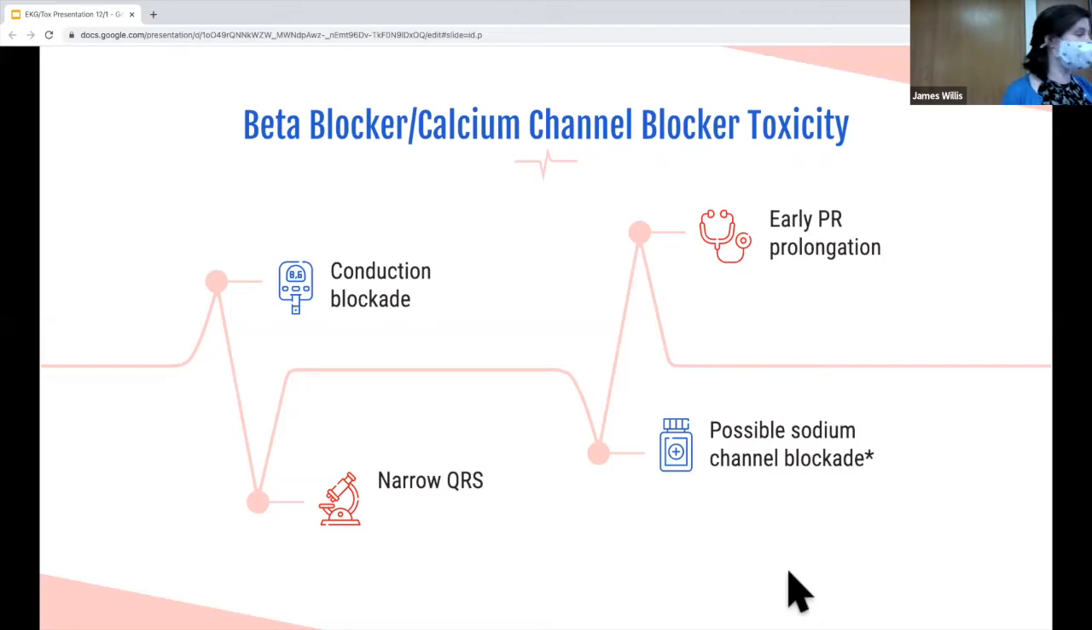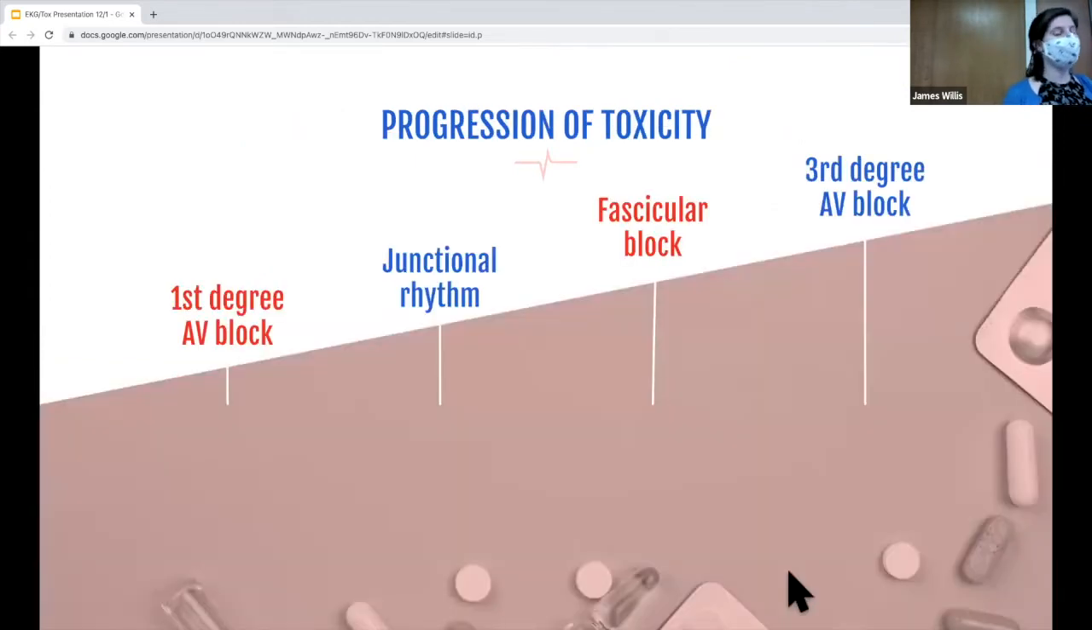So these are a common cardiotoxic medication. The classic parts of it are conduction blockades, starting with early PR prolongation. They have a narrow QRS unless you have that slow junctional escape, which might be wide. And it's important that if you see evidence of sodium channel blockade, you should think about propranolol, or conversely, if you know they took propranolol, it can also cause some sodium channel blockade. The most important part of thinking about calcium channel and beta blocker toxicity is that the toxicity progresses. So the more you take, the more conduction blockade you get.